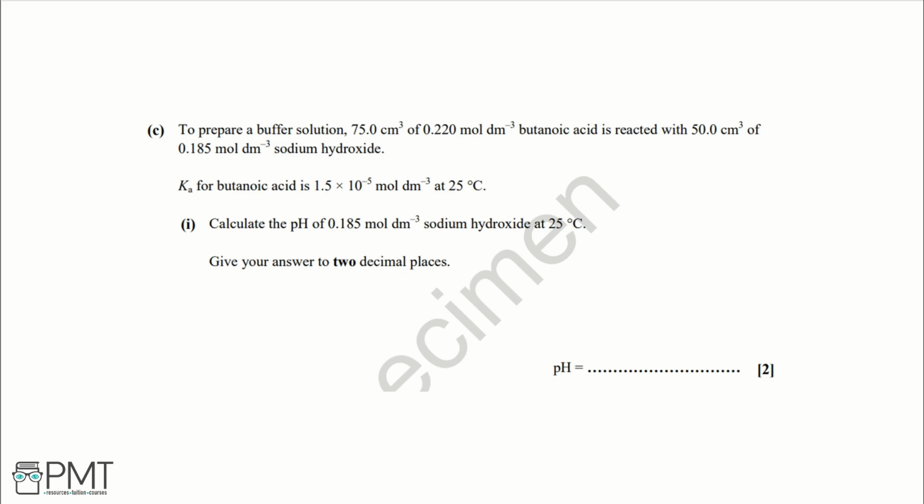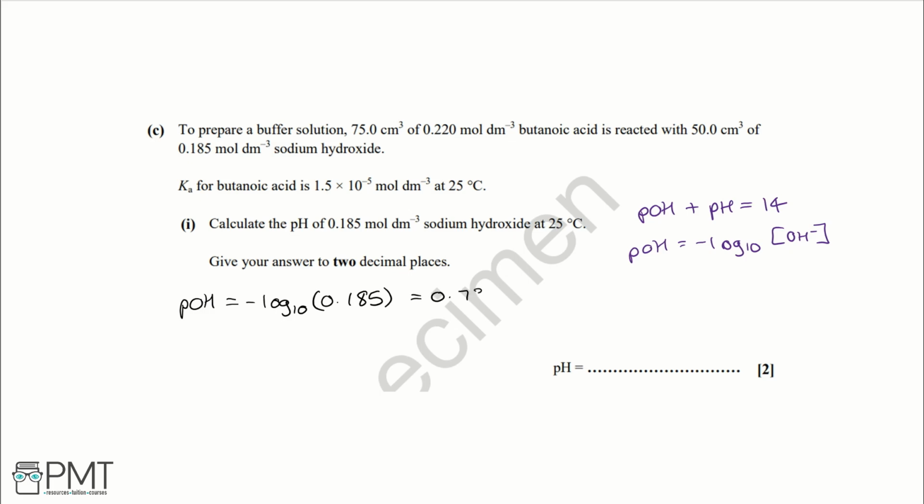The equation we're going to use is pOH plus pH equals 14, and pOH equals minus log 10 of the OH concentration, or OH minus concentration. So what we're going to do is work out pOH, which is minus log 10 of 0.185, and that equals 0.73.